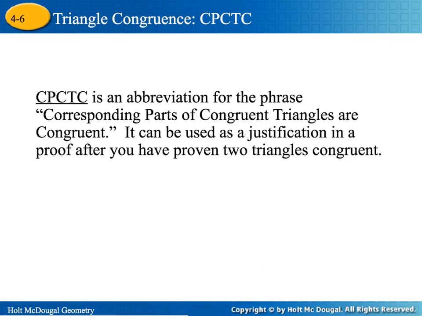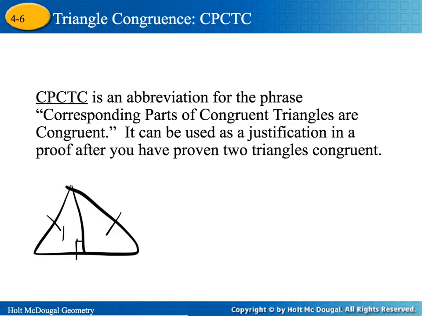So your first buzzword is CPCTC. It just basically stands for corresponding parts of congruent triangles are congruent. So if I do my little proof and I show that these two triangles are congruent because of HL, the hypotenuse is given, the legs are reflexive, I could say triangle 1 is congruent to triangle 2 because of the HL.